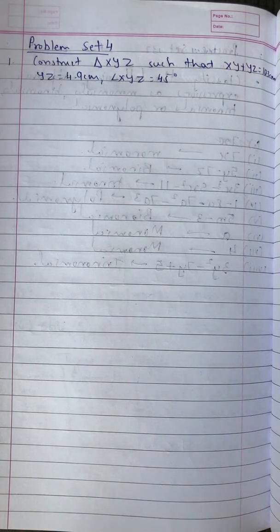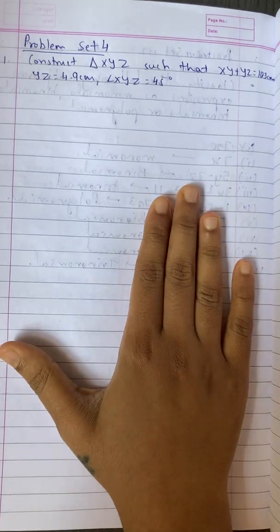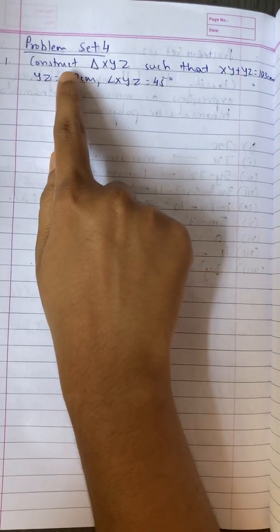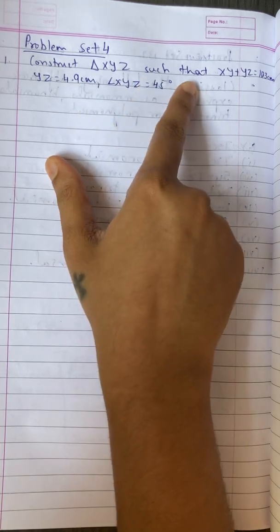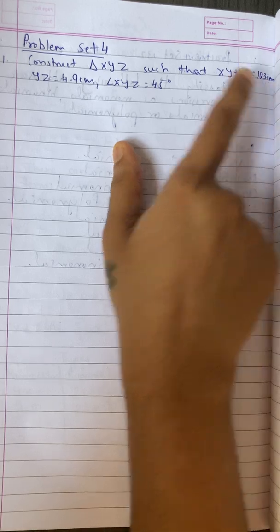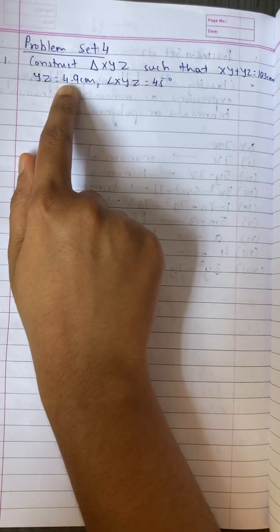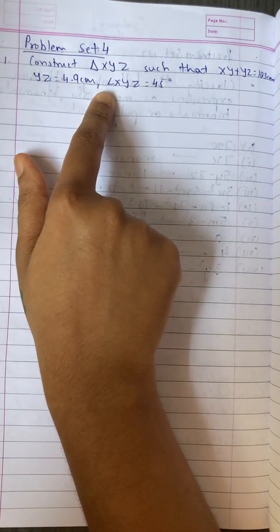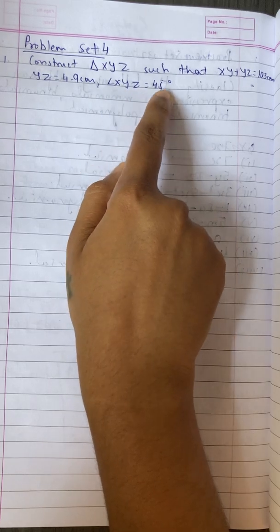Let us solve some problems from problem set 4. These sums are easy. These are the same sums which I have already solved in the practice set. So the first sum is: construct triangle XYZ such that XY plus YZ is equal to 10.3 centimeter, YZ is equal to 4.9 centimeter, and angle XYZ is 45 degrees.